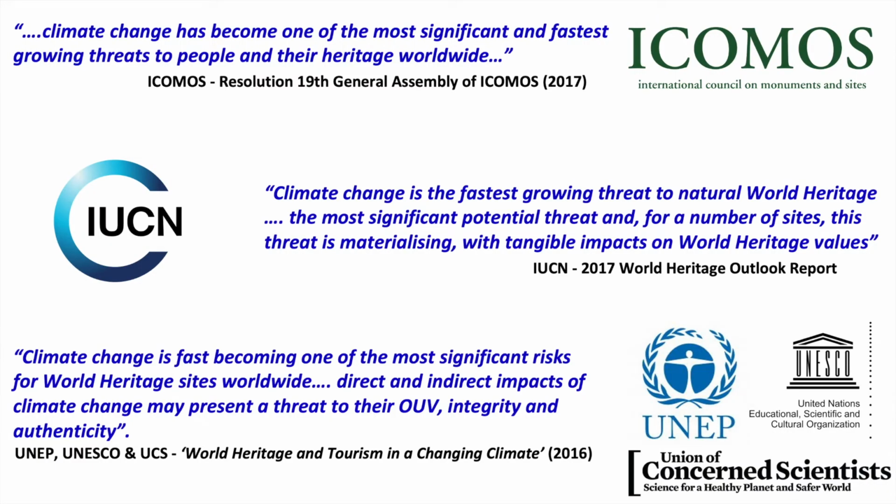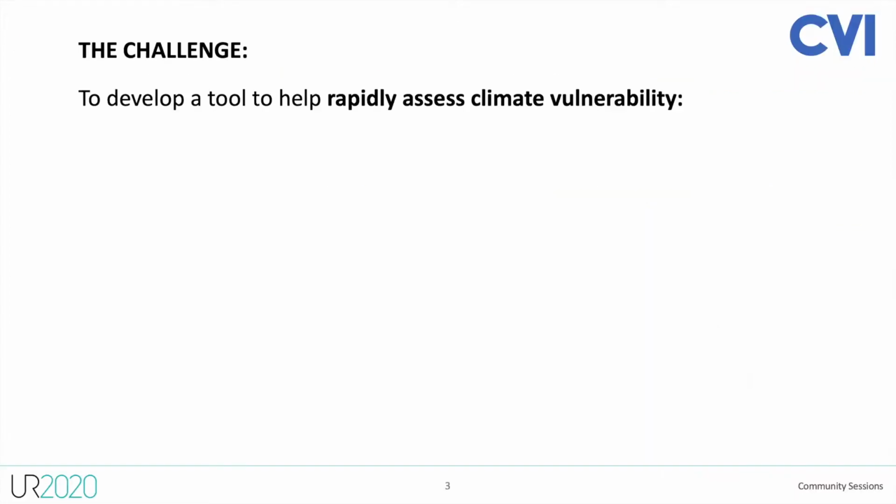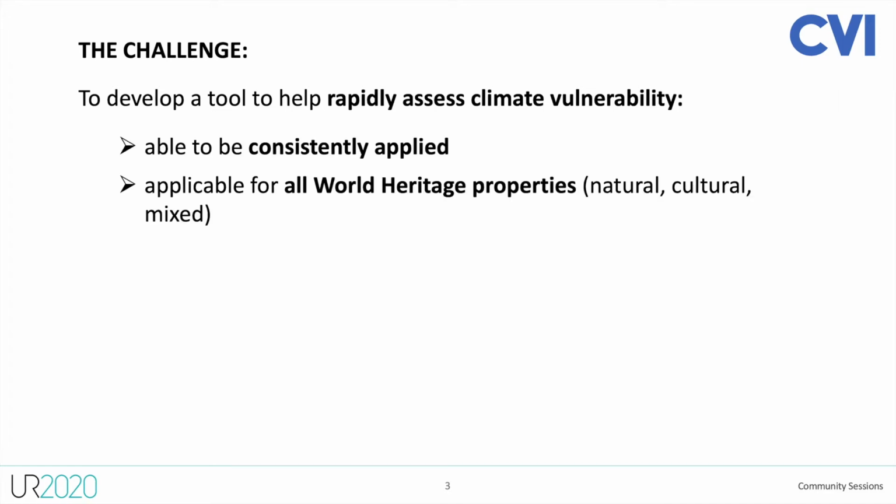A number of heritage interested organisations, ICOMOS, Cultural Heritage, IUCN Natural Heritage and United Nations bodies recognise that climate change is a big issue. We also saw that there was no assessment tool that could determine the vulnerability to climate change for all of these different types of properties. So we took upon this challenge and developed this tool that can be consistently applied for all types of protected areas: natural, cultural, combined, mixed properties.